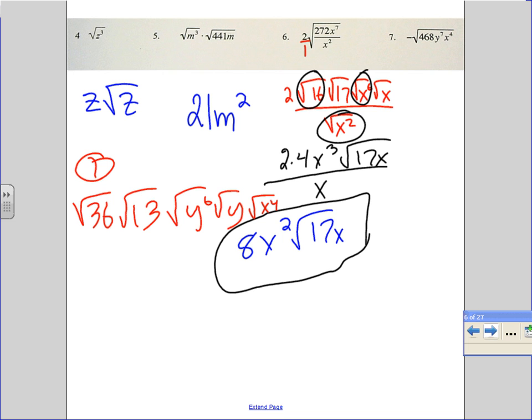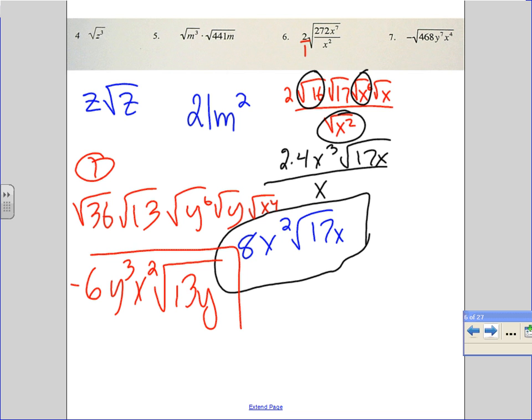So as you simplify, yes, you get -6 because the square root of 36 is 6. The square root of y to the 6th is y to the 3rd. The square root of x to the 4th is x to the 2nd. And then, yes, you're left inside the radical with 13y. Sorry, my fault. There was a larger perfect square, so keep going.